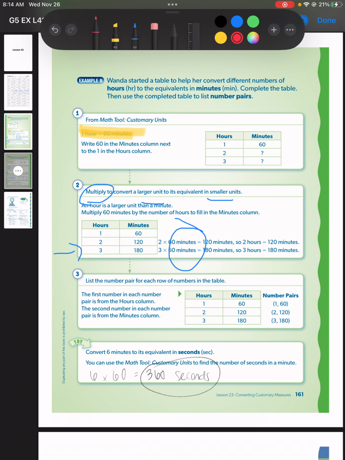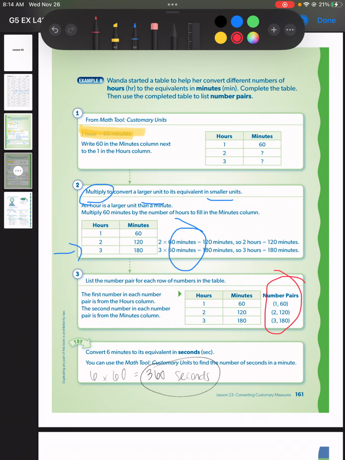You will notice in step 3 that they ask students to write their answers as an ordered pair. This is not essential for today's lesson, so you can feel free to skip that, because it could distract kids and it doesn't impact their understanding of the lesson for the day.